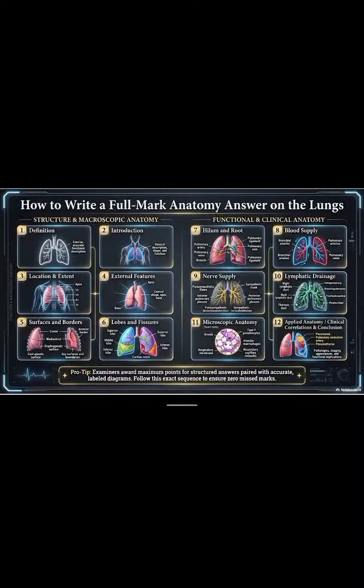This is how we're going to write on the anatomy of the lungs. First, I'm going to write the definition. After writing the definition or introduction, you go over to the location and extent, then the external features, surfaces and borders, lobes and features. Then, after these structures, you move over to the functions and clinical aspects. Before you move over to the clinical aspects, you start with the hilum and roots, the blood supply, the nerve supply, and the lymphatic drainage.